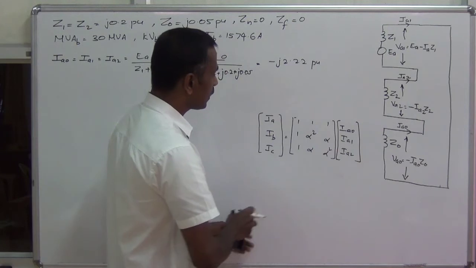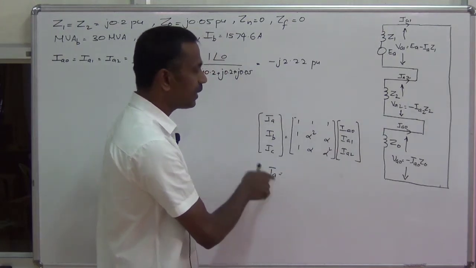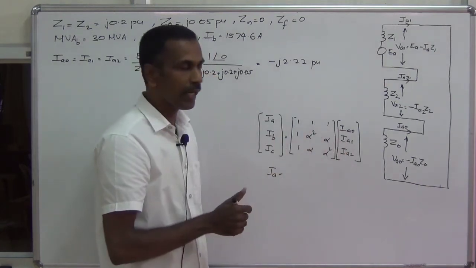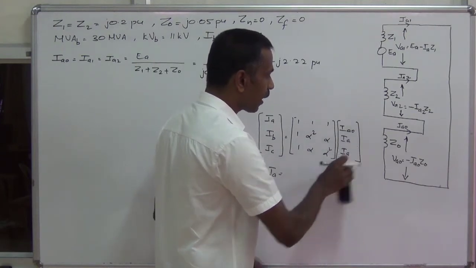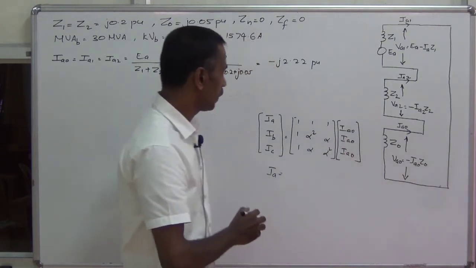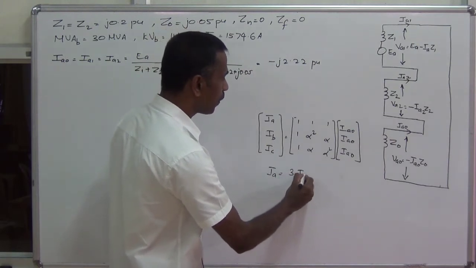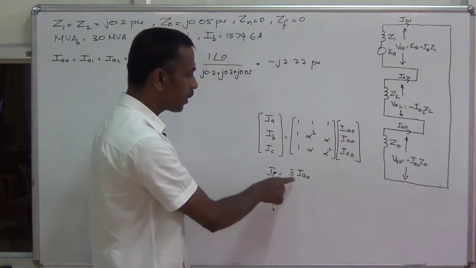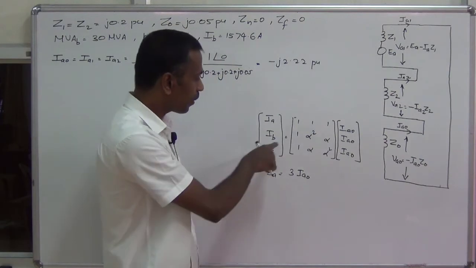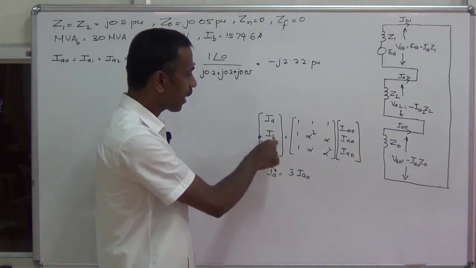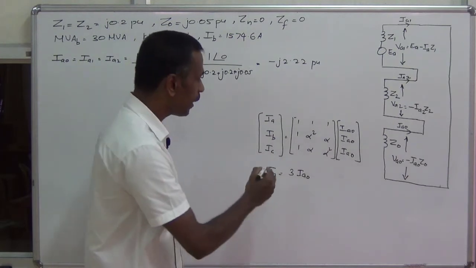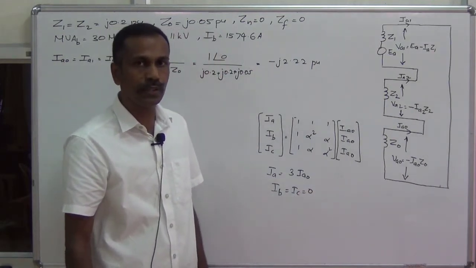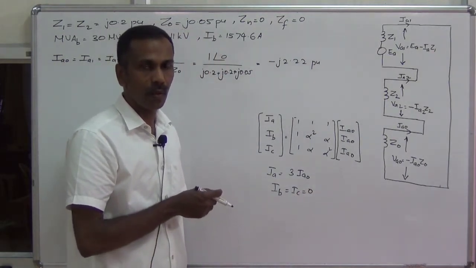So here we can write the phase current IA equals 1 into IA0 plus 1 into IA1 plus 1 into IA2. In our case, all the three sequence currents are equal. So we can write this as IA0 plus IA0 plus IA0. So IA equals 3 times IA0. If we find out the phase currents IB and IC, IB will be equal to 0 and IC will also be equal to 0, because the fault exists only in the A phase line.